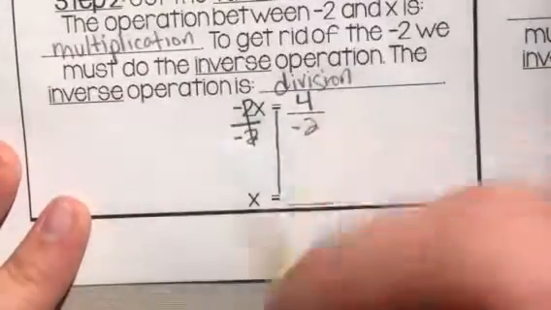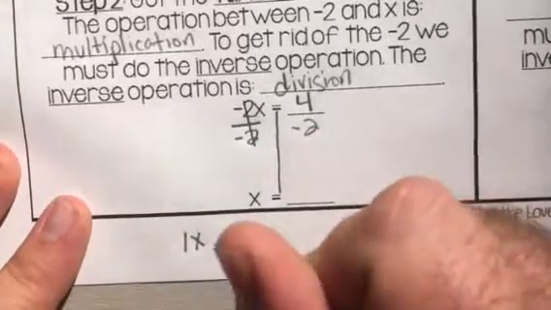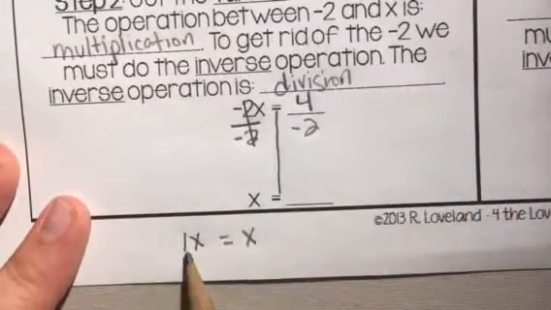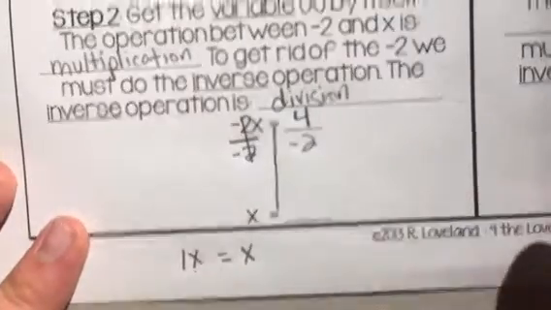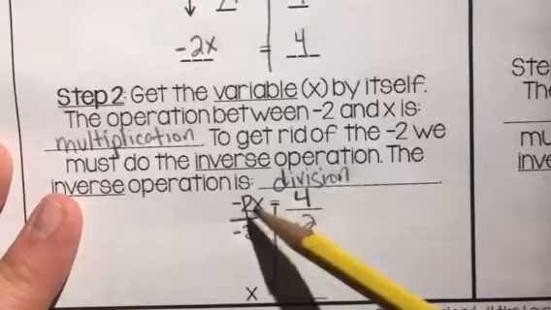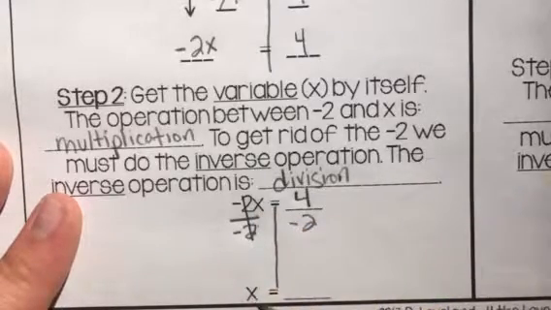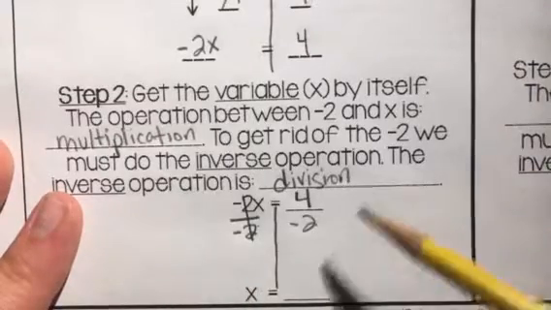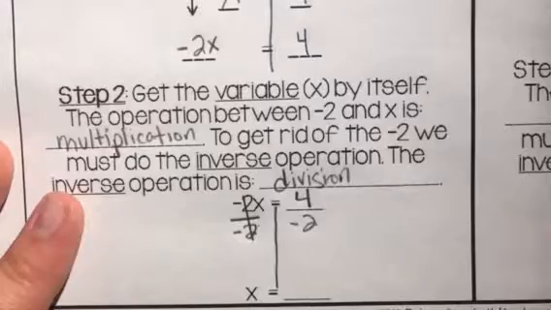1x is the same thing as x. It's just like saying I have one pencil or a pencil. I have x or 1x. It's the same thing. So, negative 2 divided by negative 2 cancels out to give me 1. And that gives me 1x, which is what I want because I want x by itself. I now have 4 divided by a negative 2.